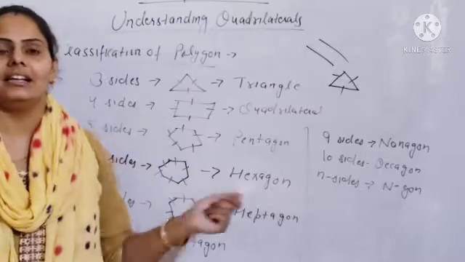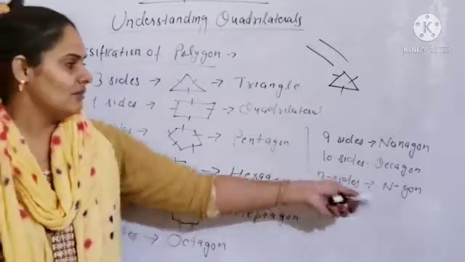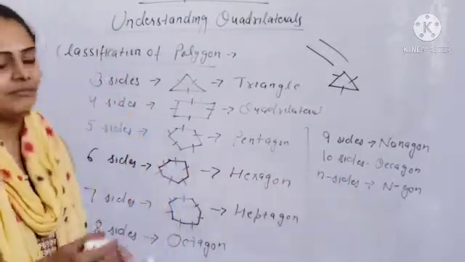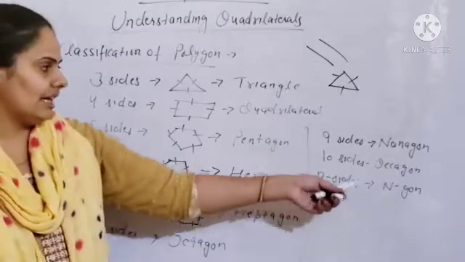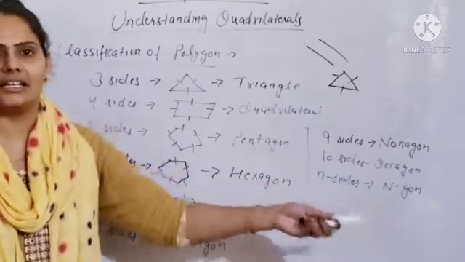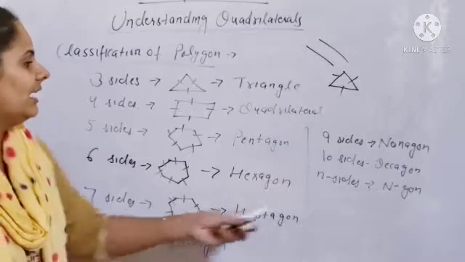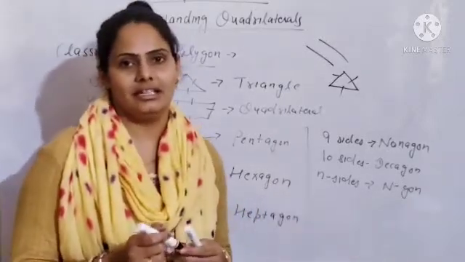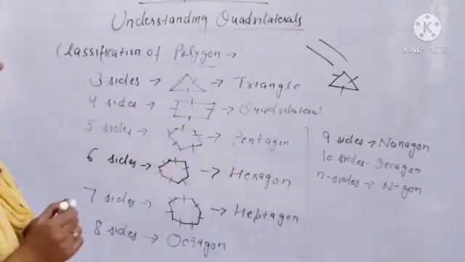10 sides, decagon. And after that, if the number of sides is n, you can say n-gon. Clear? Like that. For example, 12 sides, 12-gon. 16 sides, 16-gon. Like that. So if the number of sides is n, it will be n-gon. Clear? So like that you can classify the polygon.